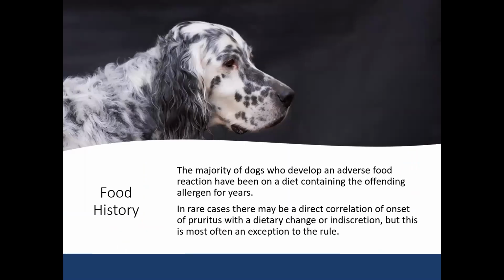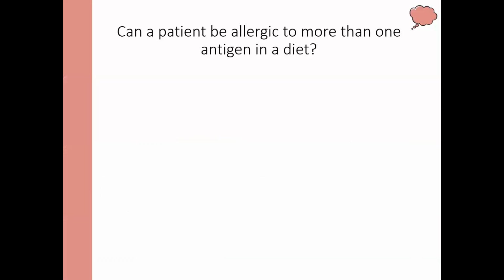Food history is very important in diagnosis. The majority of dogs who develop an adverse food reaction have been on a diet containing the offending allergen for significant time. In rare cases, there may be a direct correlation of onset of pruritus with a dietary change or indiscretion, but this is most often an exception to the rule. Can a patient be allergic to more than one antigen in a diet?